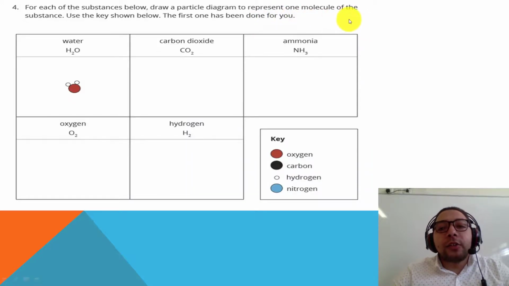Here we have another exercise which is going to represent the molecules with the help of the particle theory, because we're going to need them in the chemical reactions. So over here we have: for each of the substances below, draw a particle diagram to represent one molecule of the substance. Use the key shown below. The first one has been done for you. So water consists of 1 oxygen and 2 hydrogens. I'm going to give you 1 minute in order to figure out the answers for these questions, and then we're going to revise the answers together.